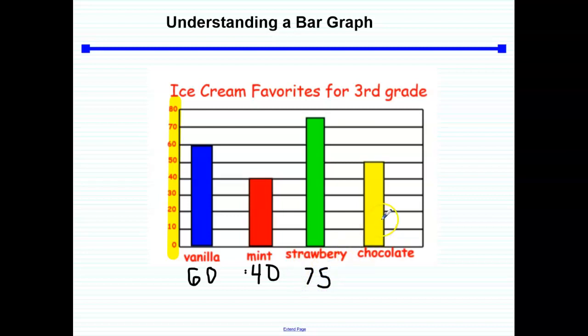And for chocolate, how many students preferred chocolate, boys and girls? You're exactly right. 50 students favor chocolate ice cream.